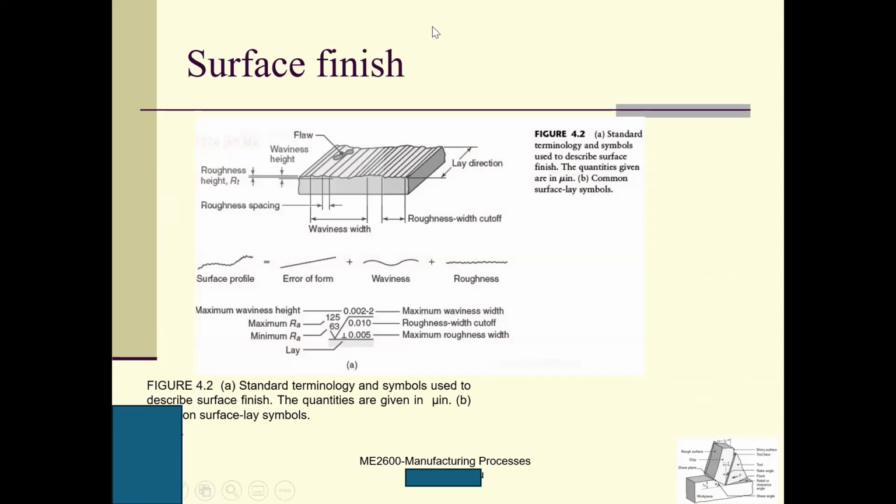So this shows us the surface finish. We talk about flaws, lay, waviness, and roughness. This is the flaw, right? A flaw is a defect. This is the waviness, the bigger scale. Here is the roughness, the small scale. And this is the lay direction, directionality. This is the roughness with the cutoff. So here the surface profile results from waviness and roughness. This is the standard terminology and symbols used to describe surface finish. Are you familiar with this symbol?